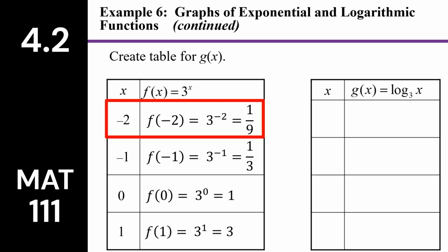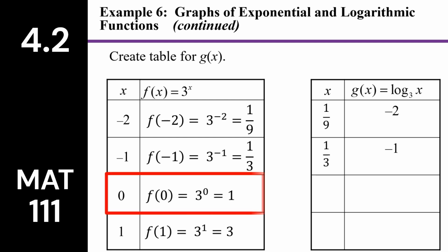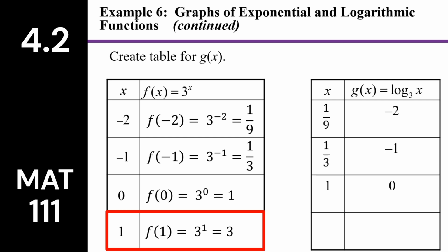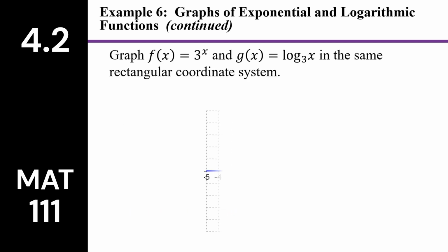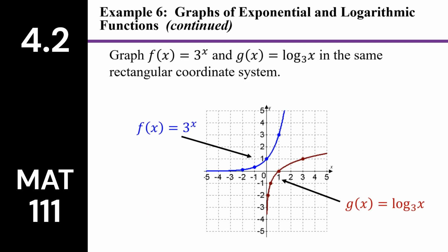The point (-2, 1/9) becomes the point (1/9, -2). (-1, 1/3) gets switched to (1/3, -1). (0, 1) becomes (1, 0). And (1, 3) gives us (3, 1). We can graph these on the same set of axes, and we can look at these points point by point.